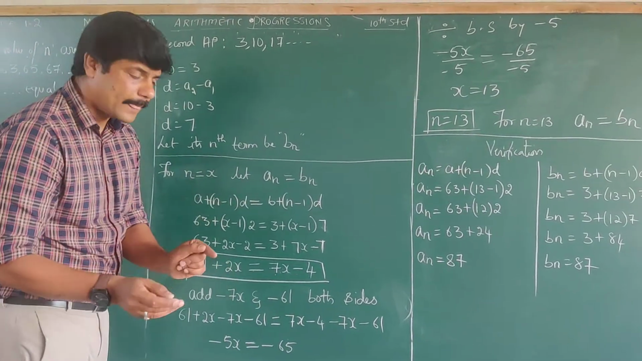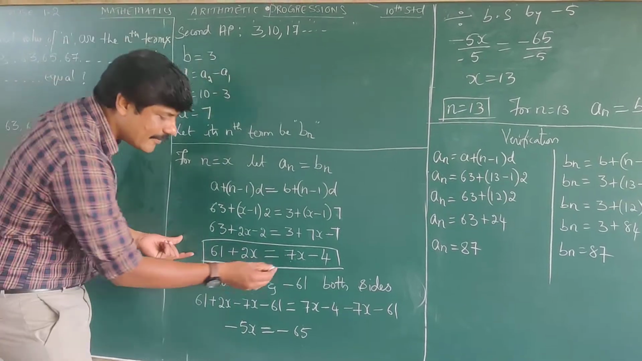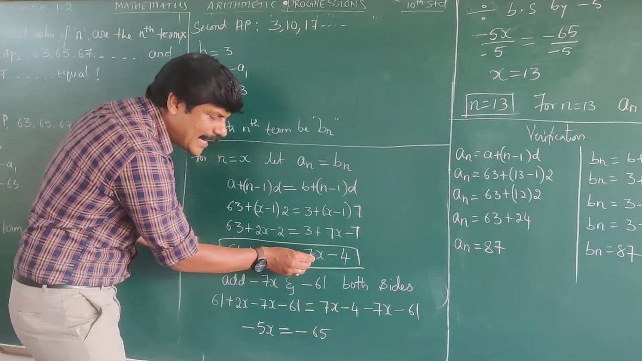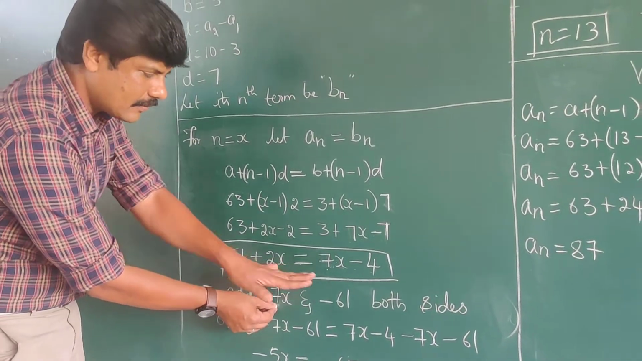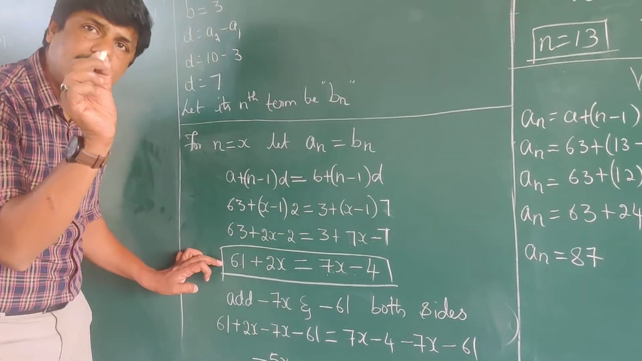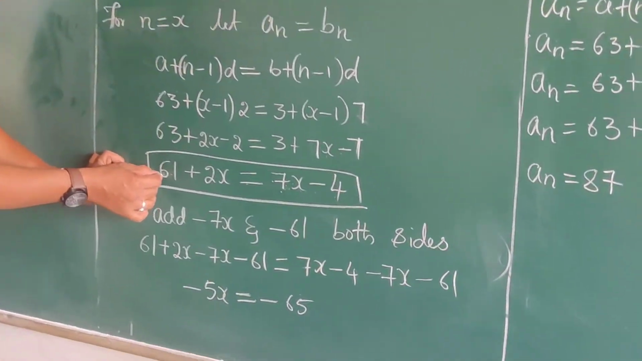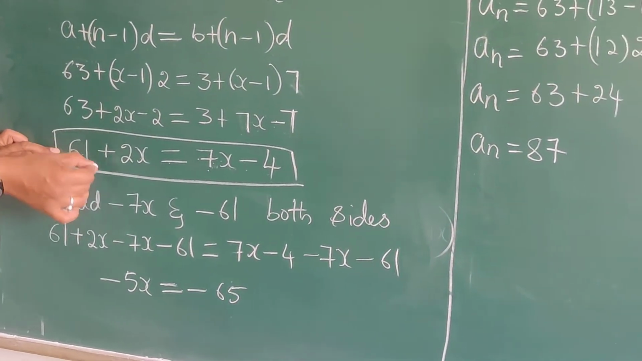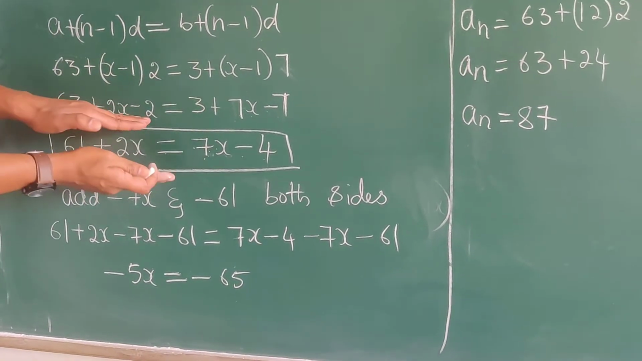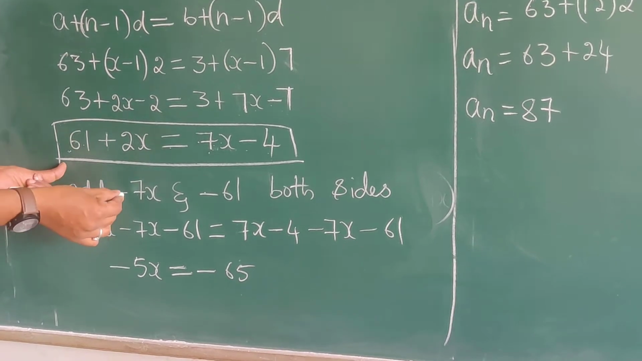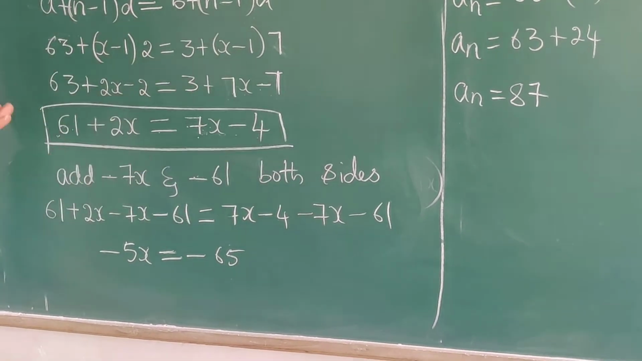To shift the variable to the left hand side, the right hand side should not have the variable. What is the variable here? 7x. To eliminate that, we have to add minus 7x to both the sides. Next, what is not required in the left hand side? Plus 61. So to eliminate this, we add minus 61 to both the sides. Thus, in the same equation, we add minus 7x and minus 61 to both the sides.